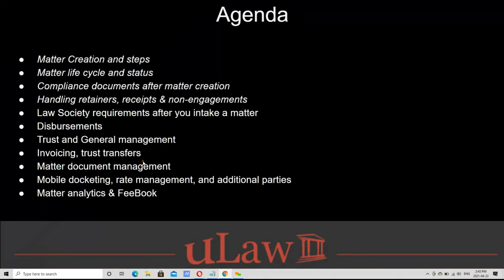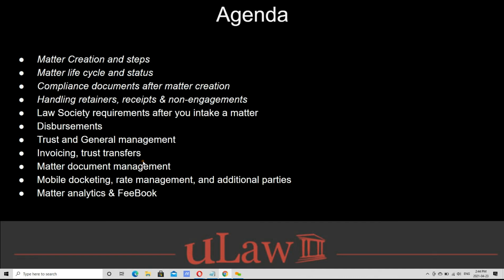And as part of the agenda, we talked about the different steps that you take prior to creating a matter, part of that client intake, ensuring conflict. The expectations from the Law Society when it comes to how you manage a matter and the life cycle and the status of that matter. We've discussed how best to manage correspondences with the clients, different documents that you would maintain as part of managing that file or matter, starting with that retainer or engagement letter till the closure letter that you send out to your client.